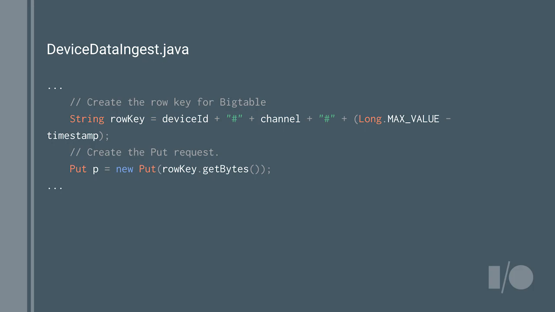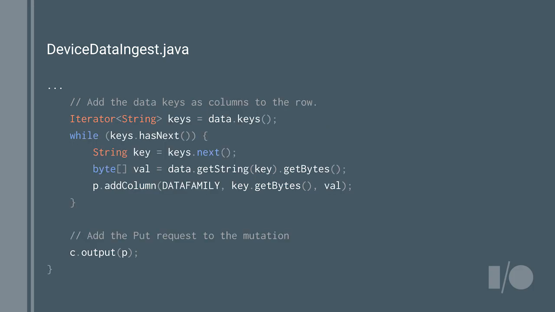And then we're going to create a put request for Cloud Bigtable. Now I'm just going to loop through the keys that were sent in the data. In this case, it's just the temperature data, but we're going to add that column to our row. And then finally send the put request as output from our transform. So that's going to basically just change our JSON object into a put request for Cloud Bigtable.